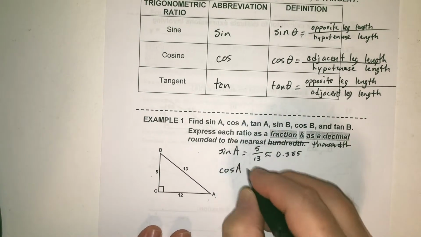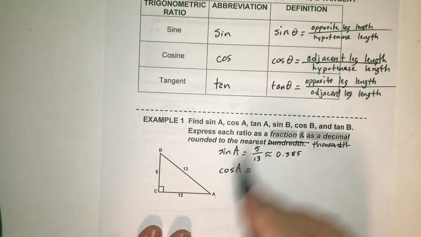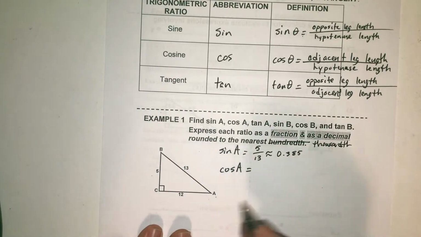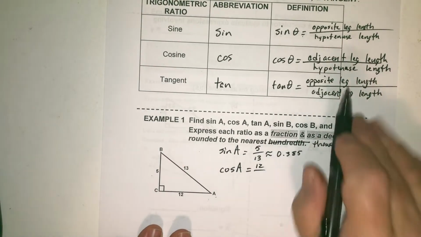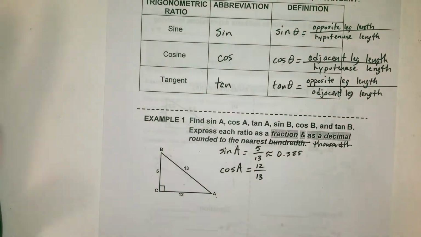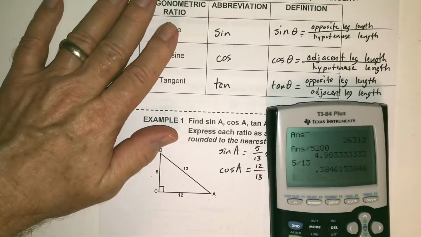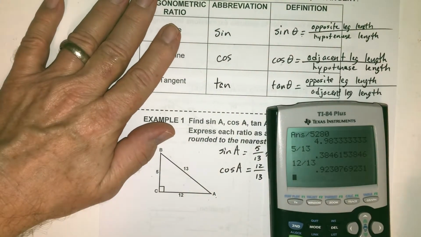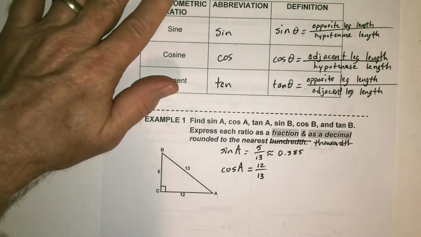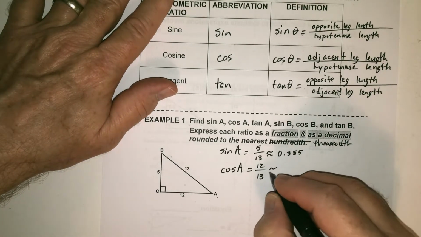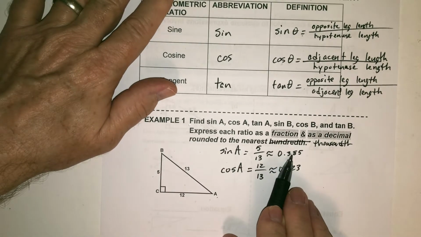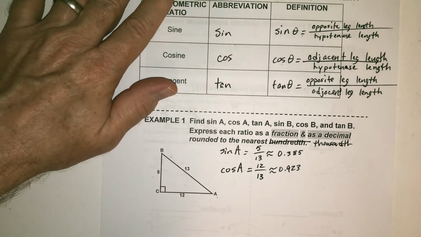Next, let's find the cosine of angle A. Remember, cosine is the adjacent leg. Here's angle A, and the adjacent leg is the one that forms that angle, the leg, by the way, not with the hypotenuse. So that's 12. Adjacent leg length 12 divided by the hypotenuse length, which is still 13. So 12/13. We round that to the nearest thousandth, which is 0.923. Here's your exact answer, and there's the decimal approximation to the nearest thousandth.